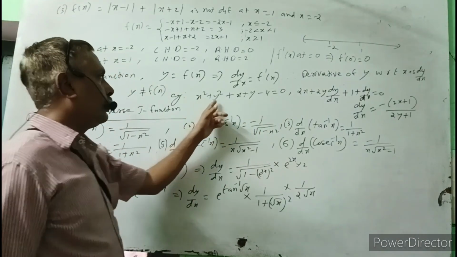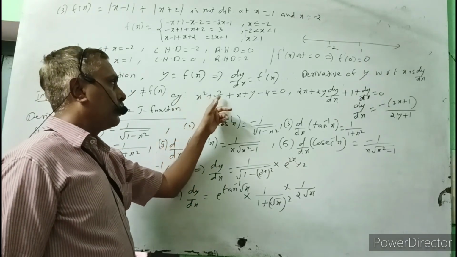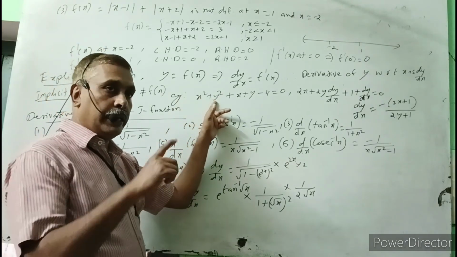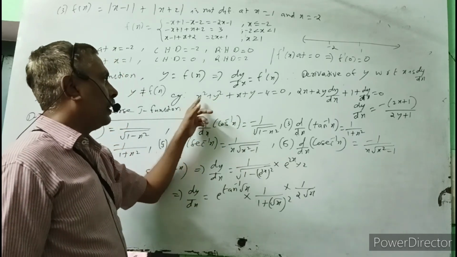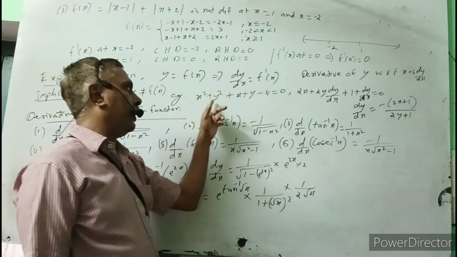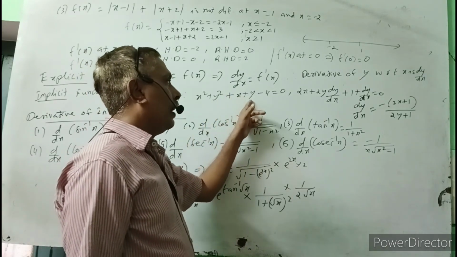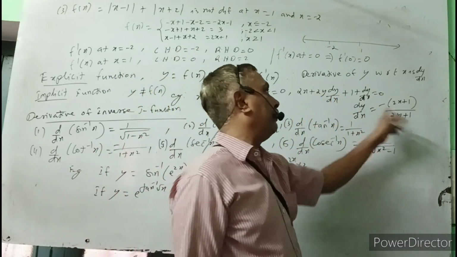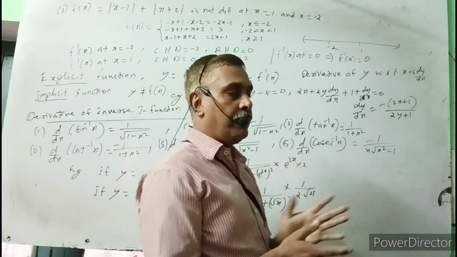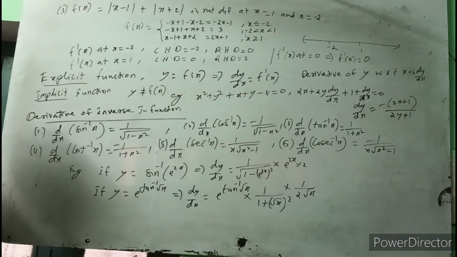In such cases, you differentiate each of the terms. The derivative of x square is 2x. The derivative of y square is 2y, applying the chain rule, into the y derivative, dy by dx. Here 2x into the x derivative 1, here 2y into the y derivative dy by dx, minus 4 derivative 0. Simplifying, you collect dy by dx from the different places, and you can find dy by dx. That is an implicit function.